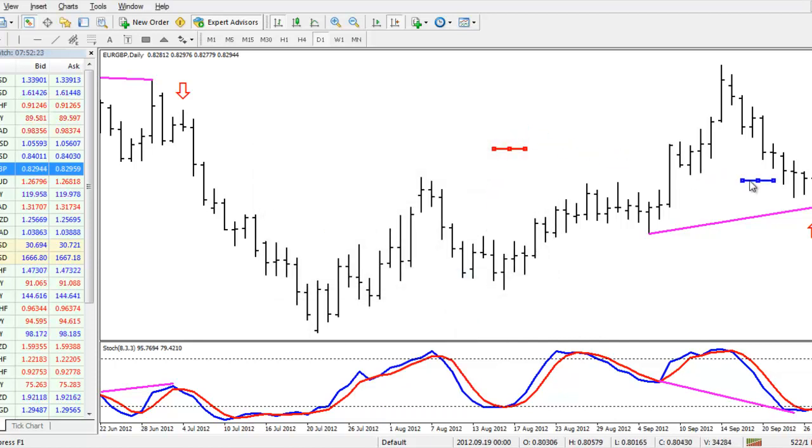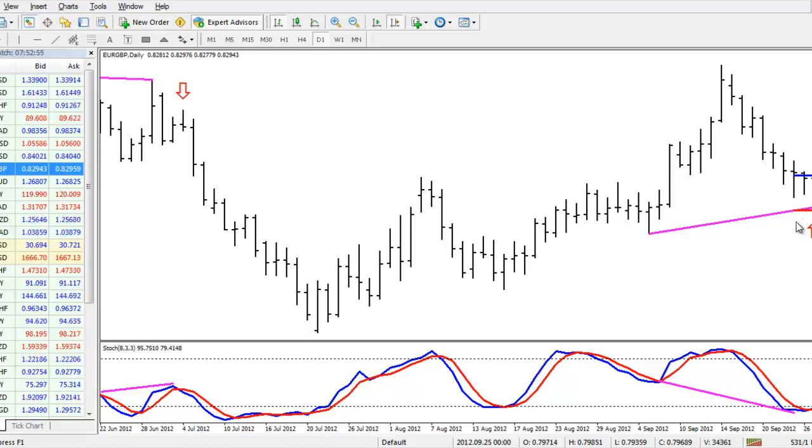Our entry level is going to be above the high of the bar, and our stop loss is going to be underneath the low of the bar. Remember, with the entries above the highs of the bars, we're going to give it a few extra pips, typically 2 or 3. So 2 or 3 extra pips on the daily charts here above the high of the bar for the entry. The stop loss is going to be 8 pips underneath the low of the bar.